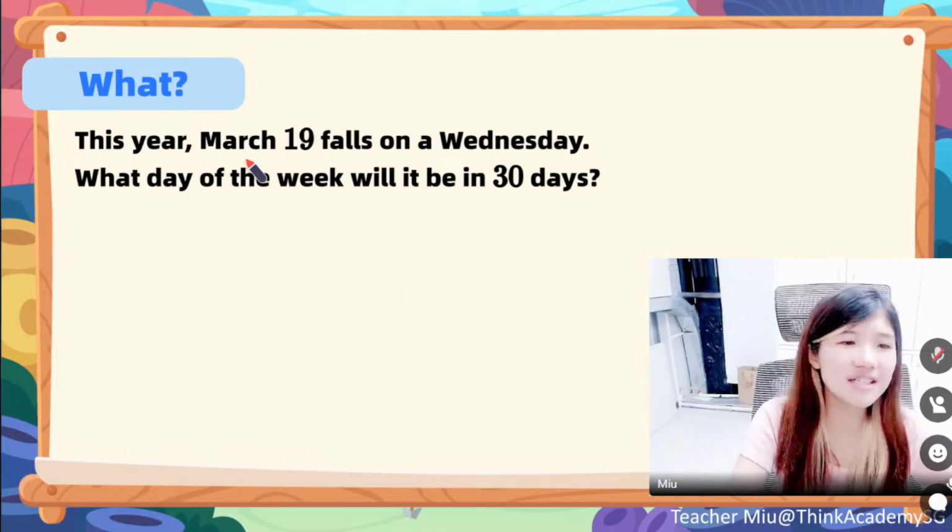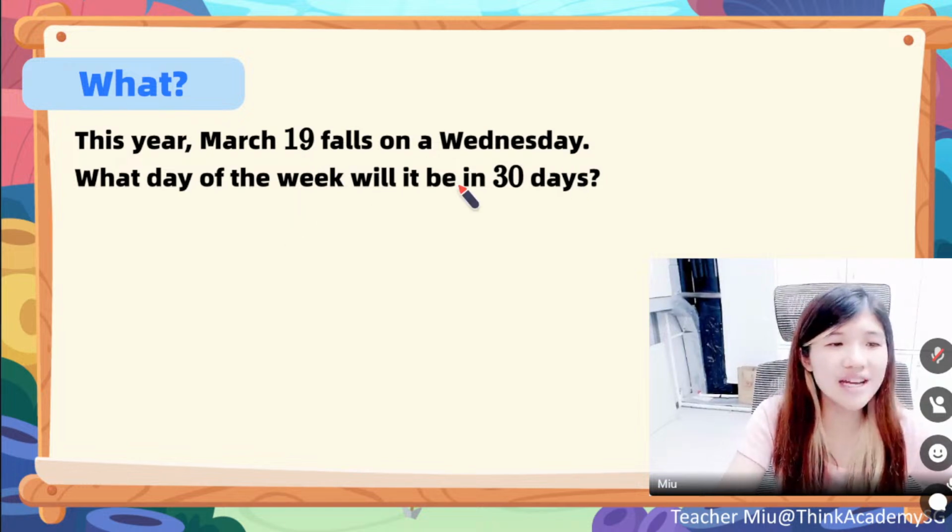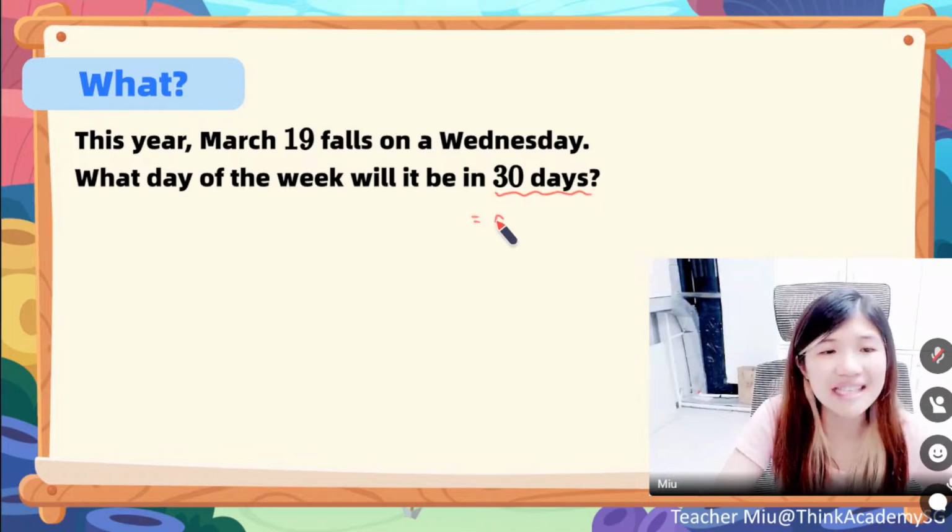So now the question: this year, March the 19th falls on a Wednesday. So what day will it be in 30 days? In 30 days, that means after 30 days, right? This is about English. In 30 days, that means after 30 days.